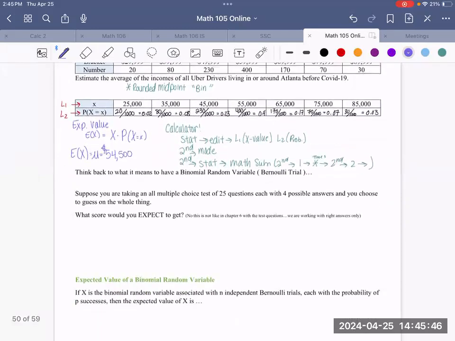All right, so that takes care of any sort of finite random variable, but let's take a look at what we would do if we have a binomial random variable. So if we only have two outcomes, a success or a failure. So suppose you're taking a multiple choice test, 25 questions each with 4 possible answers. You can choose to guess on the whole thing. So what score are you expected to get if you guess on the whole thing?